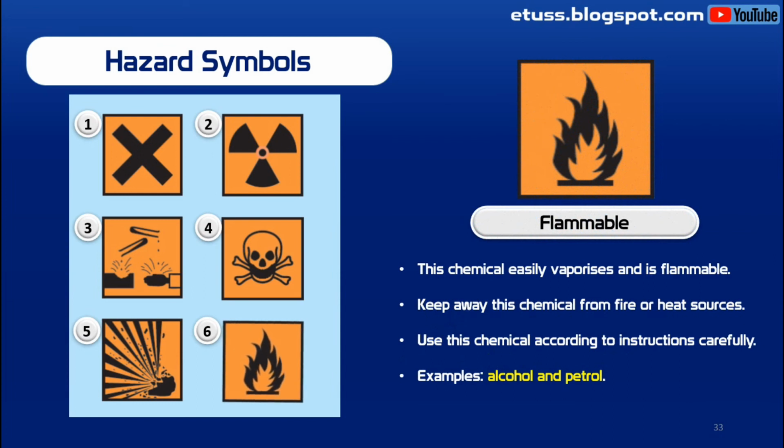The last one is flammable. This chemical easily vaporizes and is flammable. Keep this chemical away from fire or heat sources. Use this chemical according to instructions carefully. Examples: alcohol and petrol.